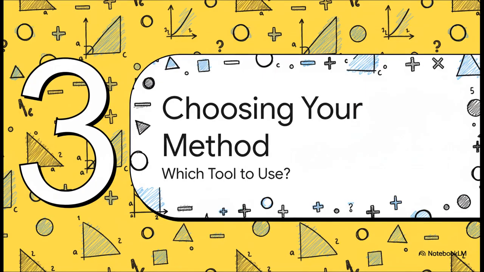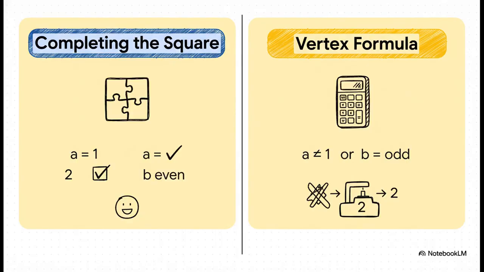So, we've got two fantastic methods in our toolkit. But the real question is, which one should you use and when? Let's quickly break that down. Here's a great rule of thumb. Completing the square is your best friend when that a value is 1 and b is a nice, friendly, even number. That keeps you from having to mess with fractions. But for pretty much everything else, when a isn't 1 or when b is an odd number, the vertex formula is usually the way to go. It's just a direct calculation so you can avoid all the tricky algebra.